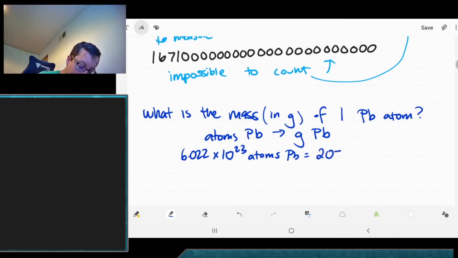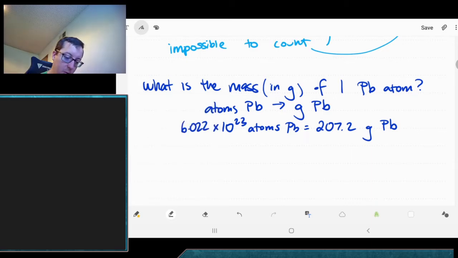Was it 207.2 grams of lead? So we always will start our conversion with what we do know. We have one lead atom. That's what we're going to start with. That's the number we have.